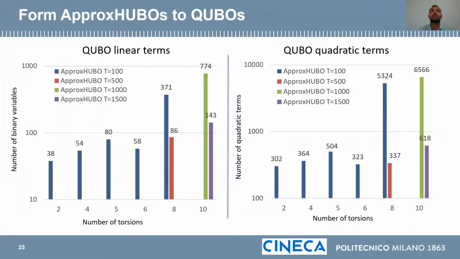These two graphs show the structure, the topology of the cubos coming from different approximations of the UBOs. So, as you can see, for example, in the case of 8 and 10 torsions, the number of linear terms increases rapidly when we decrease the approximation on the UBOs. The same happens for the quadratic terms in the cubos.